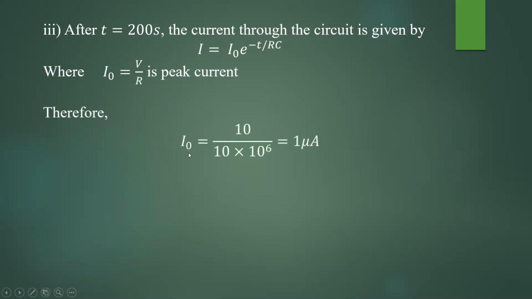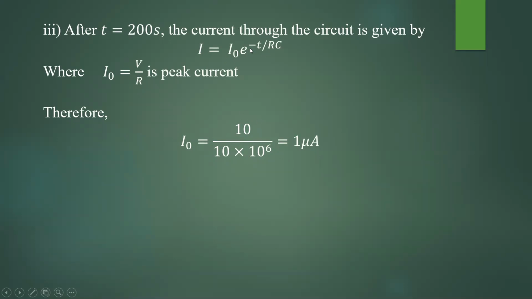So first you calculate I naught. I naught is equal to 10 volt, the battery voltage, divided by 10 mega ohm, that is 10 into 10 to the power 6. So 10 by 10 gets cancelled, it becomes 1 over 10 to the power 6. If you take it to the numerator, it becomes 10 to the power minus 6. So you get the answer 1 microampere. That is the maximum current. So I naught is the maximum current, which is equal to 1 microampere.